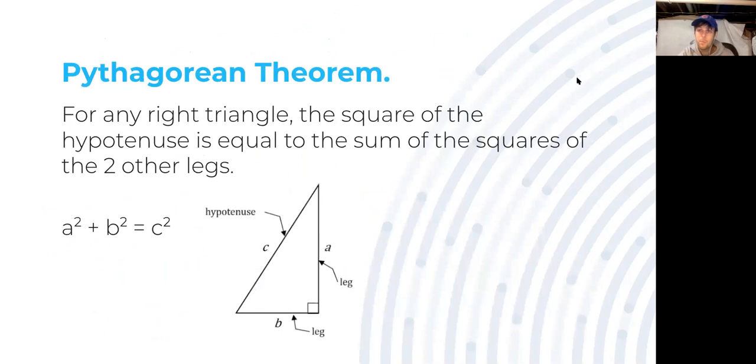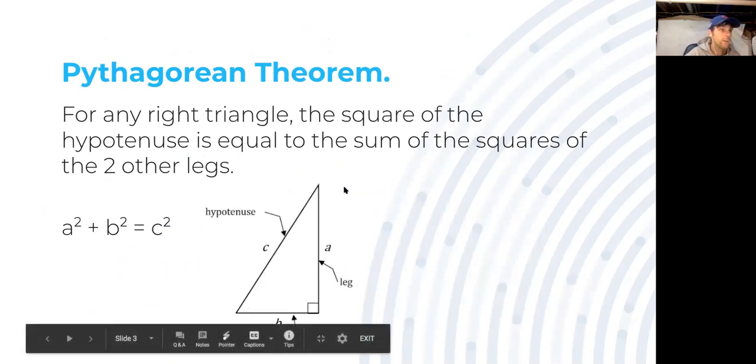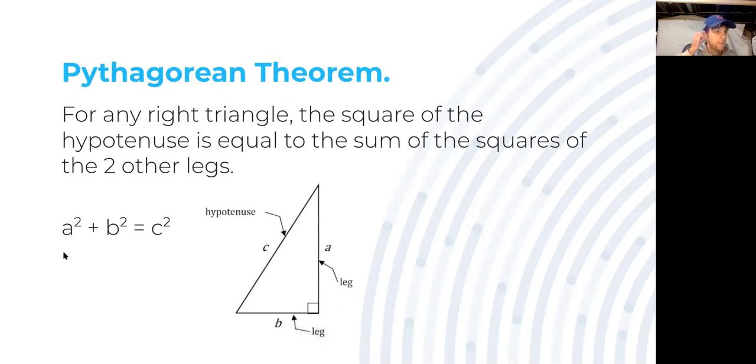So Pythagorean theorem, we already made use of it, but for any right triangle, doesn't matter how the triangle is oriented, right? It could be like we had before, or it could look a little different as long as it's a right triangle. It has a right angle in it somewhere. The square of the hypotenuse, so that's the long side, that's our c squared, is equal to the sum of the squares of the two other legs. So sum meaning we add them together, and squares meaning we raise them to the second power.